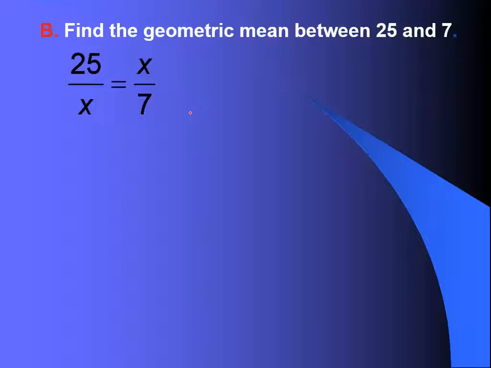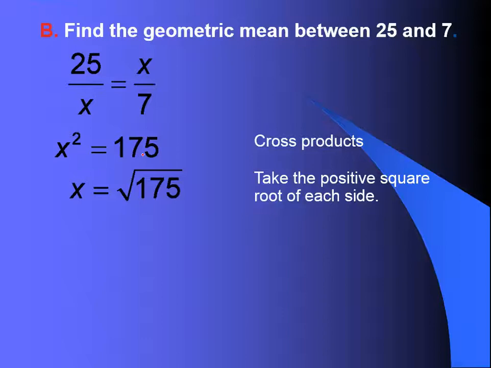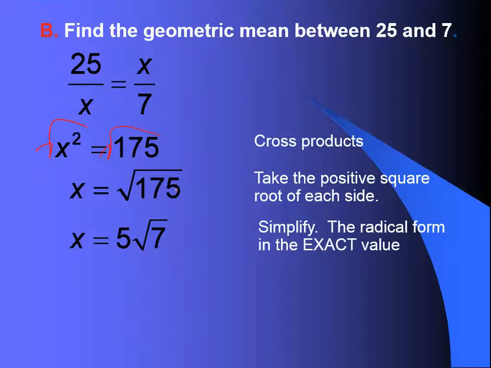Hopefully you said cross multiply. These are called the cross products. So the cross product of x times x is x squared. The cross product of 25 times 7 is 175. Now what's our next step? It's to take the positive square root of each side. So again, we're going to take the square root of x squared and get x. Take the square root of 175 and get the square root of 175. If you simplify that, you get 5 times the square root of 7.